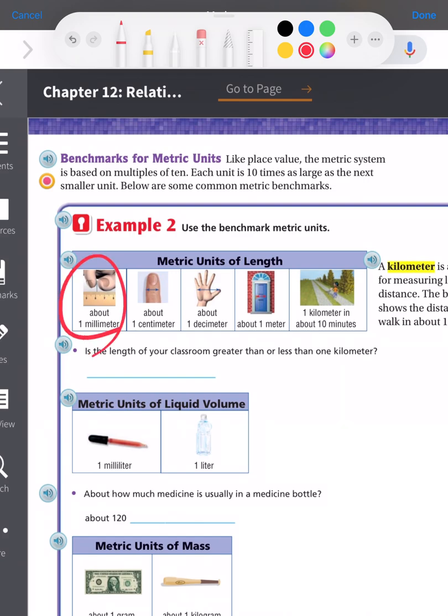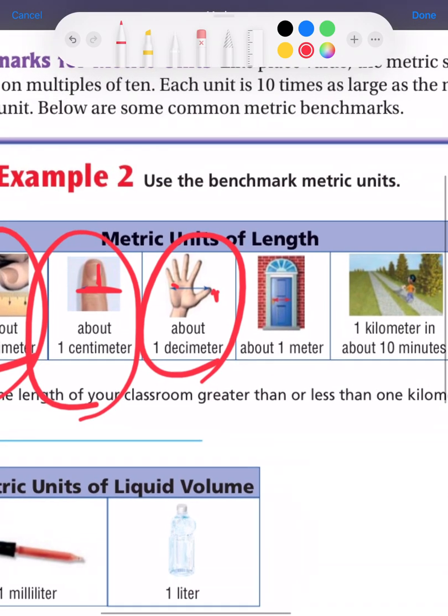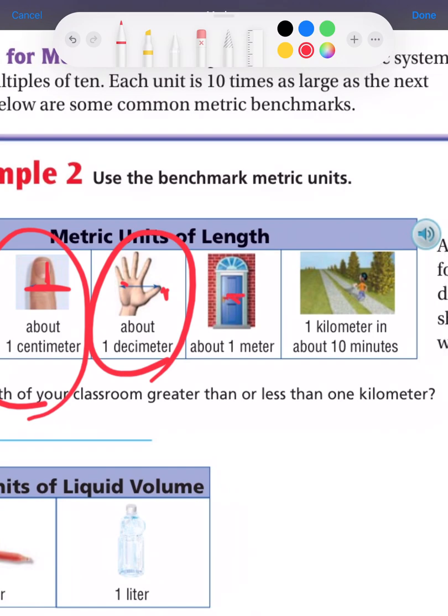A millimeter. A centimeter. Now, instead of thinking about the length from here to here, think about the width of your index finger. That's a centimeter. A decimeter, that would be from the tip of your thumb to the edge of your palm when you hold your hand up like that. Decimeter. A meter would be like the width of a door. Doors are typically like 36 inches wide or 30 inches wide.